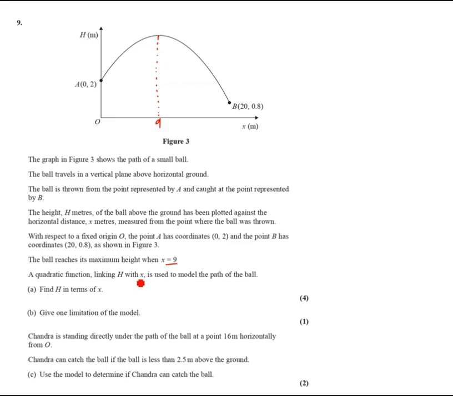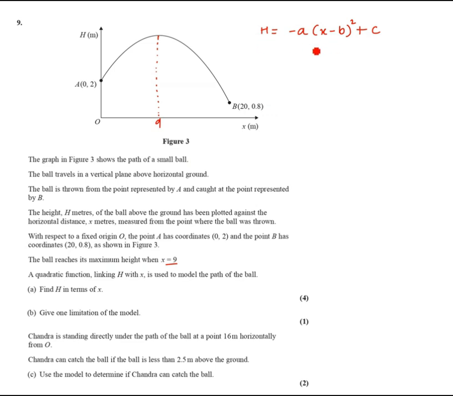A quadratic function linking h with x is used to model the path of the ball. Find h in terms of x. So this is a quadratic function, and we can see there is a maximum value here. It's a downward facing quadratic function. So we can assume h equals minus a times x minus b whole squared plus c, because this is facing the other way around. This is the completed square form for this kind of function. We could have done this by assuming h equals ax squared plus bx plus c, and then used all the conditions to work out the values of a, b, and c.